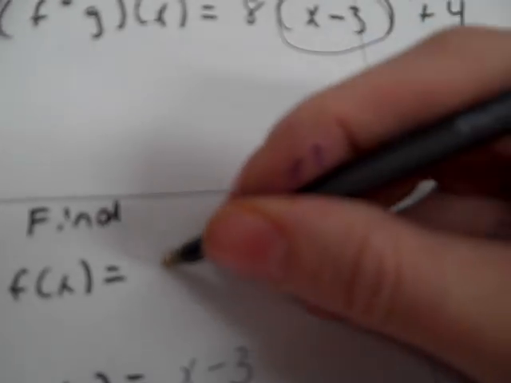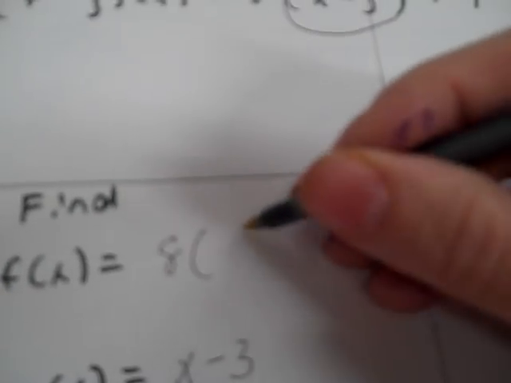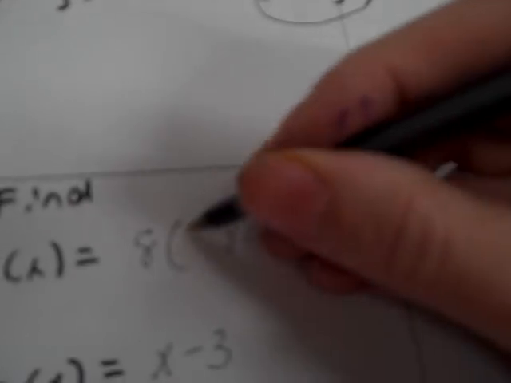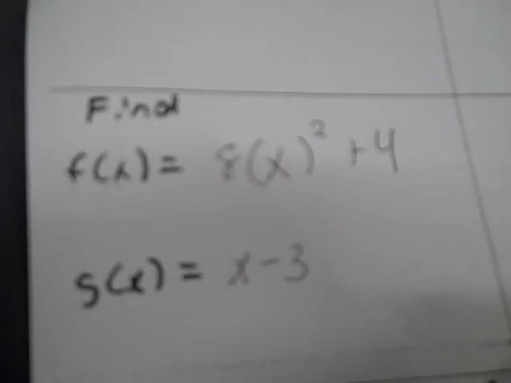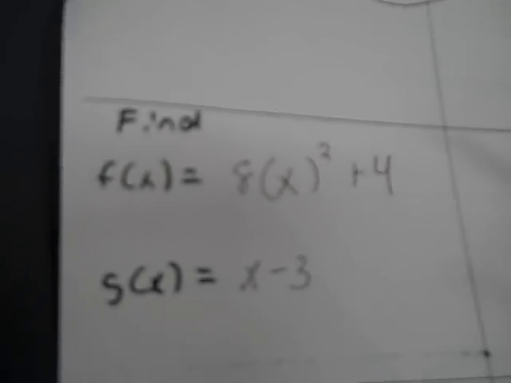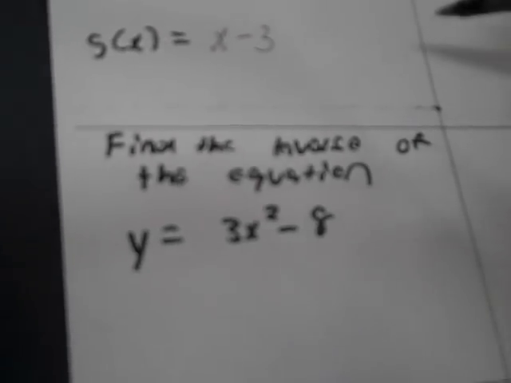So then I have 8. I have a parentheses. You can put the parentheses. You don't really have to. X, and then to the second power plus 4. So if I were to replace that x, I would replace it with x minus 3, which is what they have done. Okay, finding the inverse.